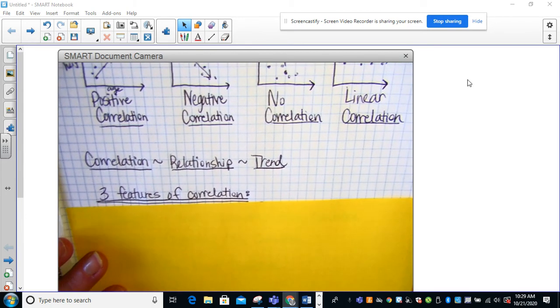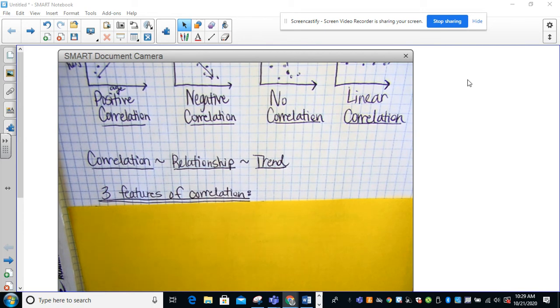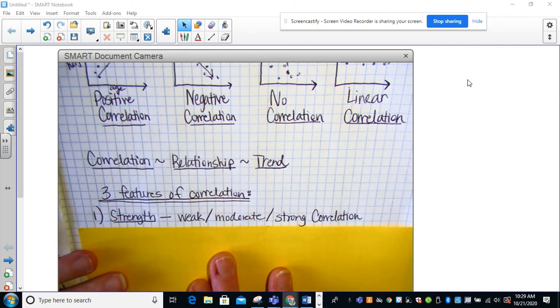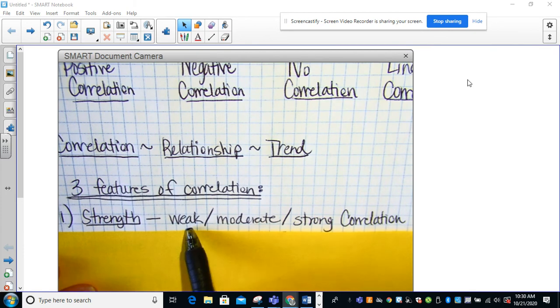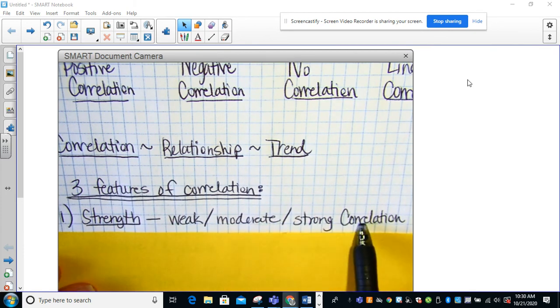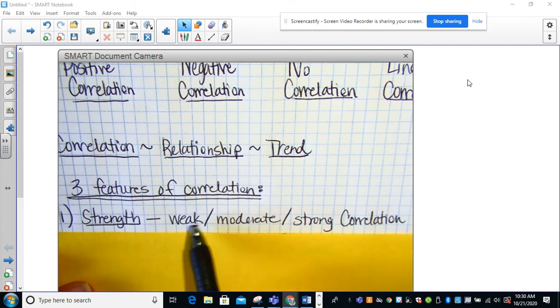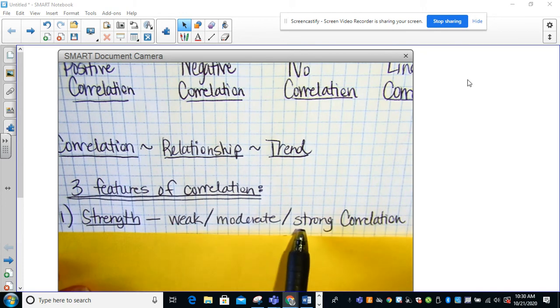And then finally, we're going to look at the three different features that you look for in a correlation. You can categorize them three ways. Three features of a correlation. First of all, its strength. So we could say that it is weak, moderate, or strong correlation. A weak correlation might be the dots are all going uphill, but they're kind of spread out. Moderate, they're a little closer. Strong means they're super, super close to the line. They're tight, close together. So the stronger it is, the closer the points are to each other. That's talking about the strength.